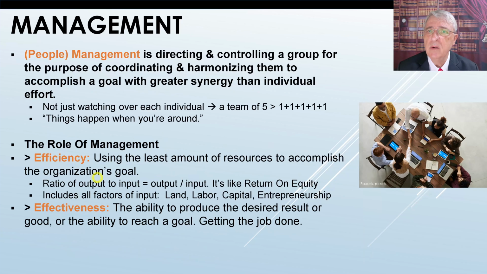People management is directing and controlling a group for the purpose of coordinating and harmonizing them to accomplish a goal with greater synergy than individual efforts. So a team of 5 people should be able to produce more than just 5 individuals working. And that is because when they are working as a team, you're coordinating their communications, you're ensuring that person A is delivering what person B needs on schedule and person B to C and so on.